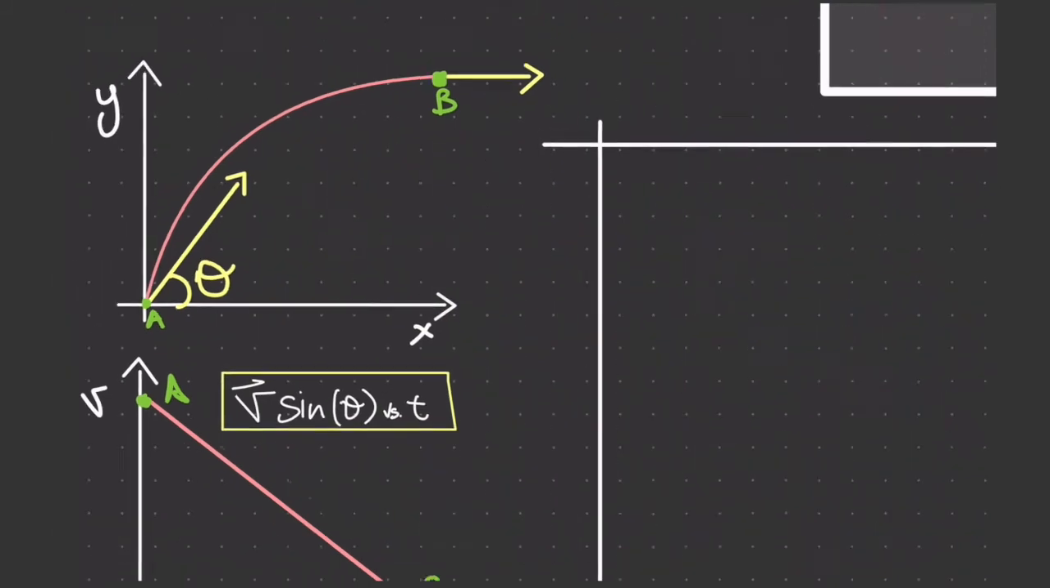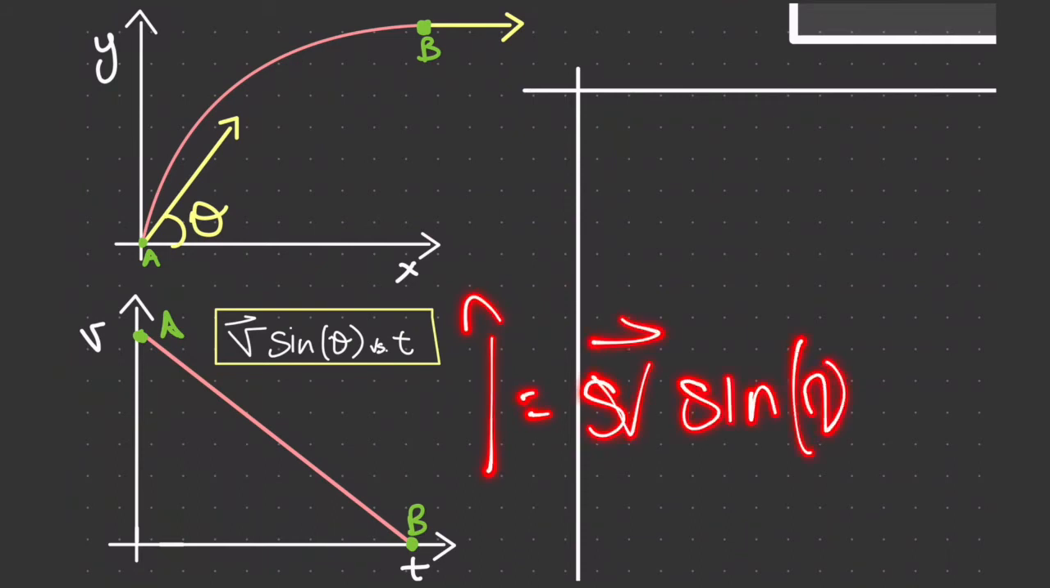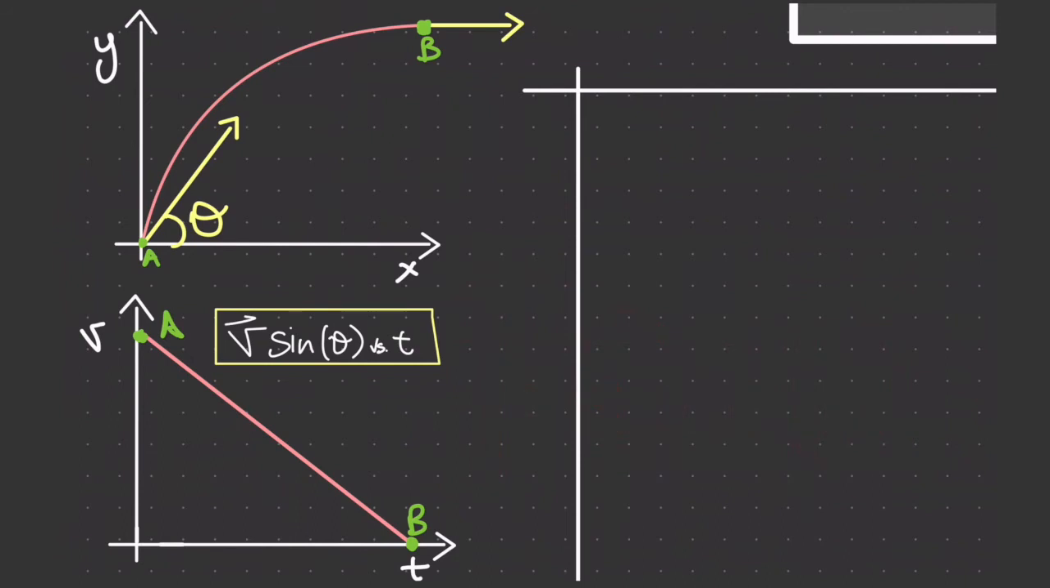Now, what I've done to make everything much simpler is I've modeled the vertical component of the velocity, which is basically v sine of theta. I have modeled it in a velocity-time graph. As you can see, at point A, you have maximum velocity. That's where you launch. You have maximum vertical velocity.